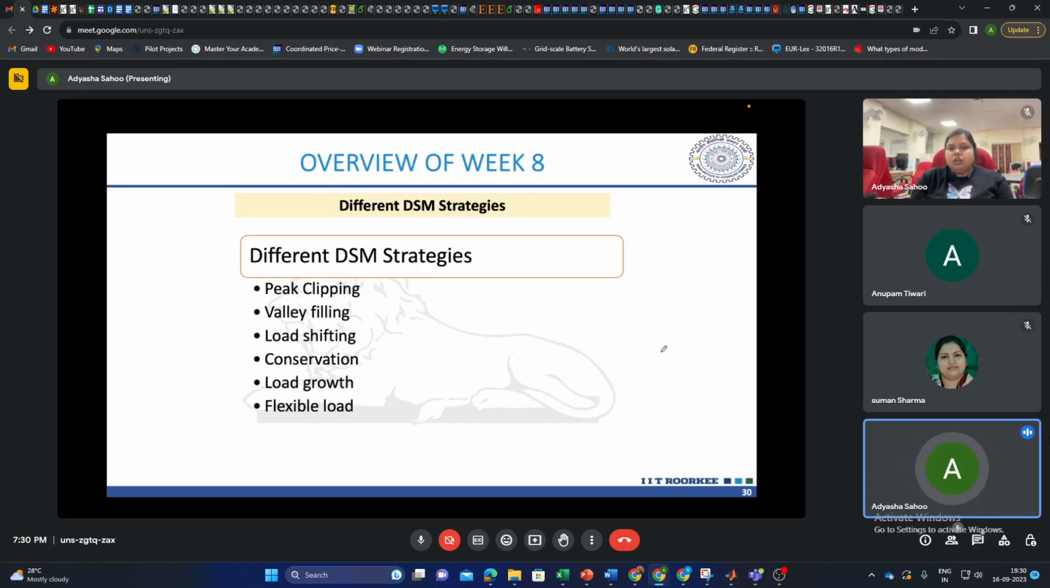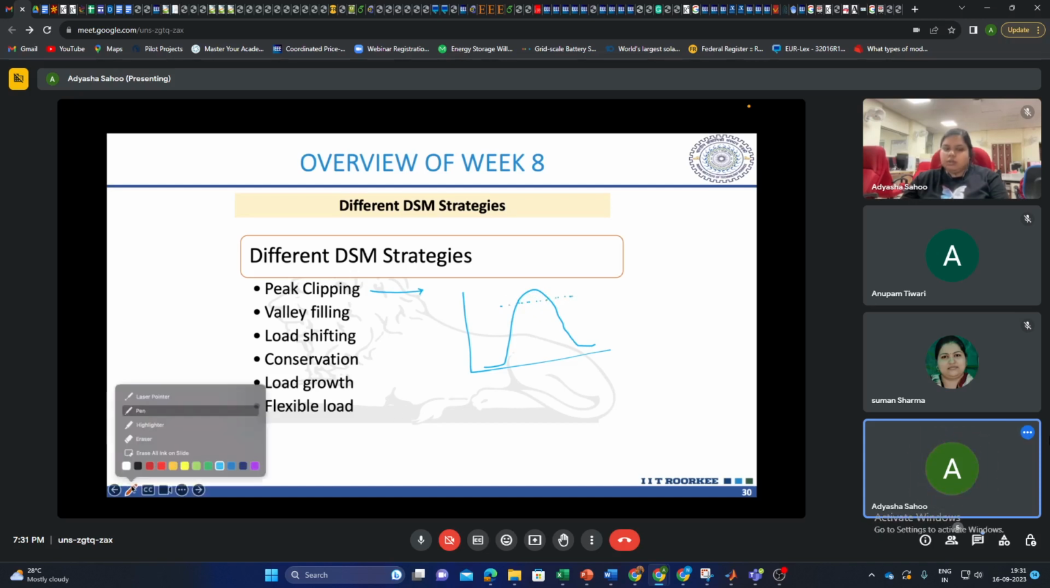Then moving to the demand side management strategies we had. We had different management strategies. Basically, first we had peak clipping. If you consider here, this is peak clipping. Valley filling is where we shift the load to these valleys. We transfer the load to the regions where we have less amount of power. Load shifting means we will transfer this load.